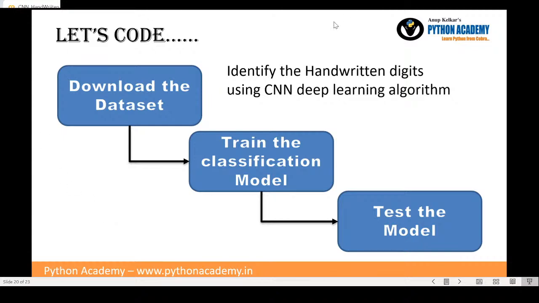So let me share this one code now. Just give me a minute again. Let me share the code now.